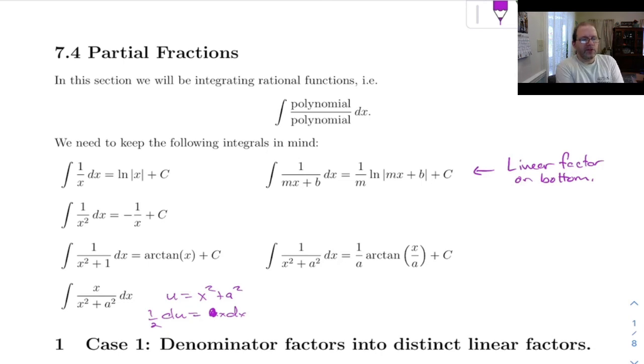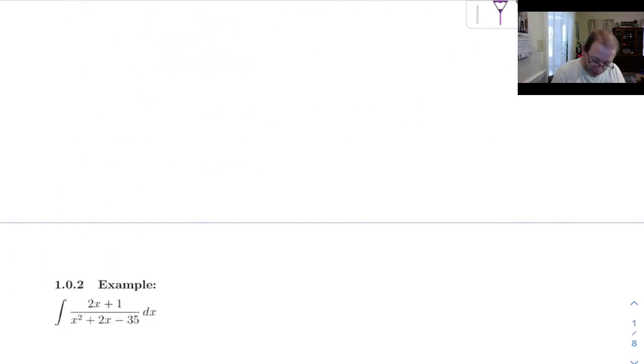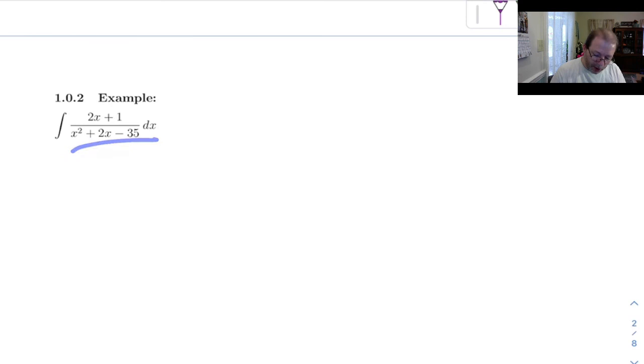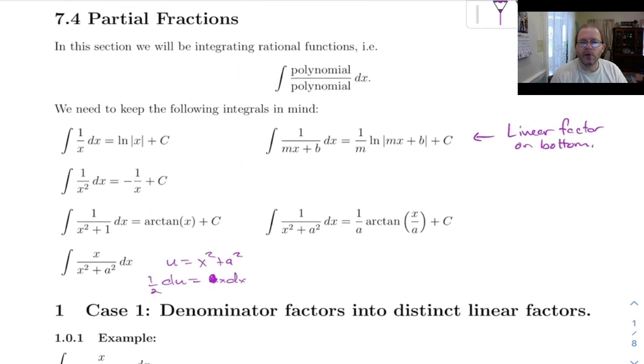So these are kind of the building blocks that we're going to need for this section. And when we look at more complicated problems where we have a more complicated denominator like this or this, we're going to try to break this down somehow into simpler things that we can deal with. So we'll look at case 1 in the next video.